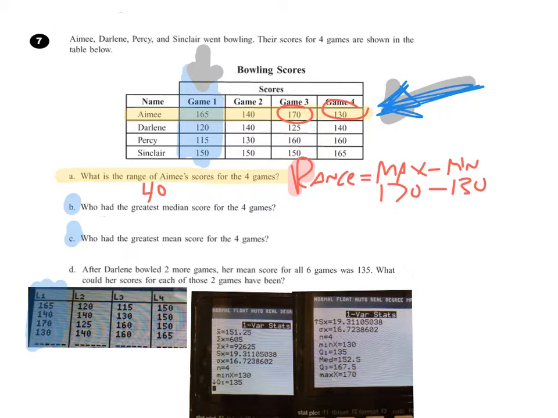So notice what my list 1 looks like. Here I have the numbers 165, 140, 170, 130. So I took Amy's scores and I set them up in the first column. Here I took Darlene's scores, the 120, 140, 125, and 140. I put that into list 2. Percy's scores I put in list 3. And Sinclair's scores I put in list 4.